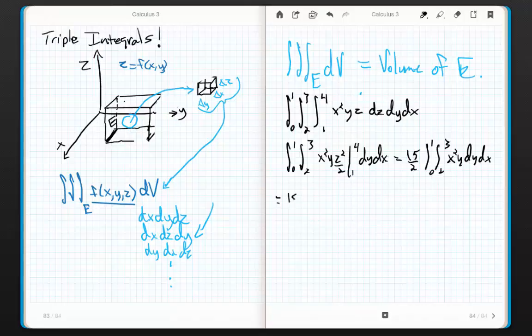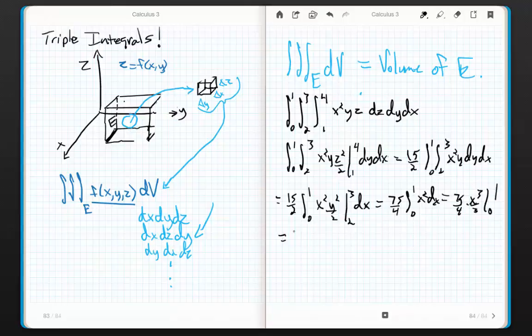So this becomes 15 halves times the integral from 0 to 1 of x squared times y squared over 2 from 2 to 3 dx. Oh man, I did not pick good ones, did I? And this, what's that going to be? 9 halves minus 4 halves, that's 5 halves, right? Pull that guy out, and what do I end up with? 75 fourths. So 75 fourths, it's constant, I can pull it out, times the integral from 0 to 1 of x squared dx. And this turns into 75 fourths times x cubed over 3, from 0 to 1. So that turns into 75 twelfths.